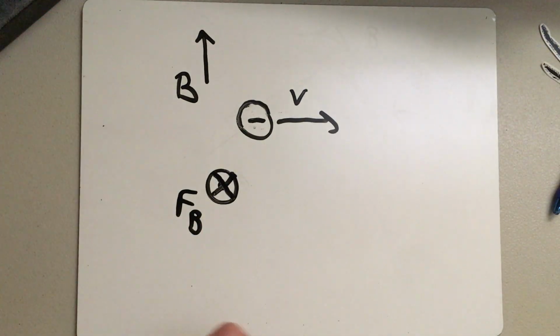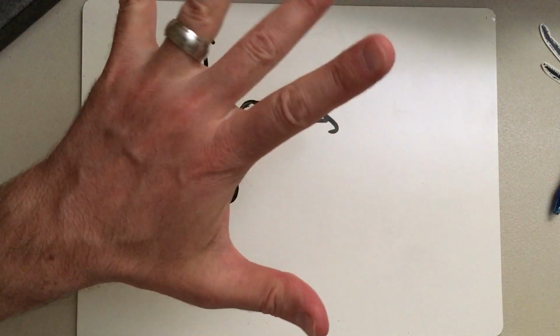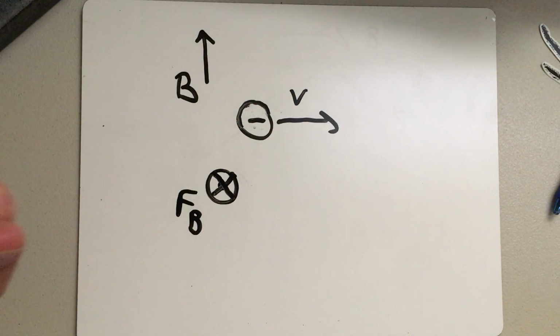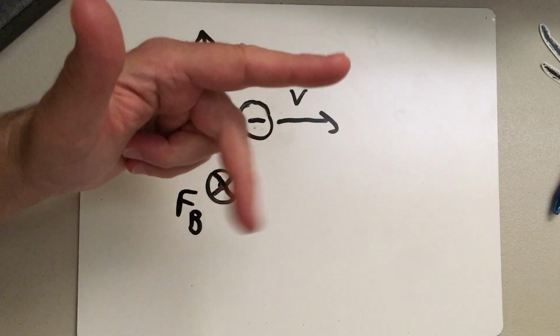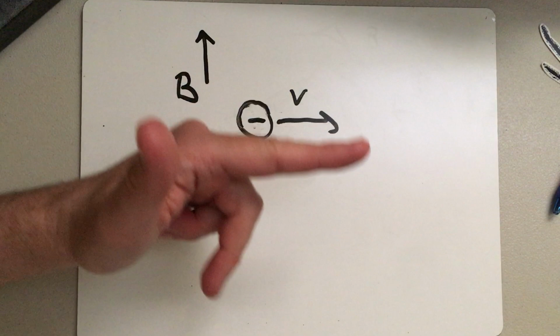Now the left-hand rule works the same as the right-hand rule, but of course you're using your left hand. So in this case, you point your index finger in the direction of the velocity. Then point your middle finger in the direction of the magnetic field.